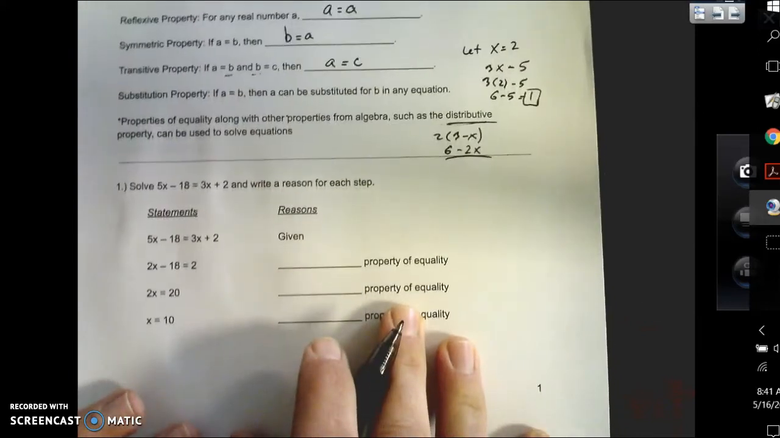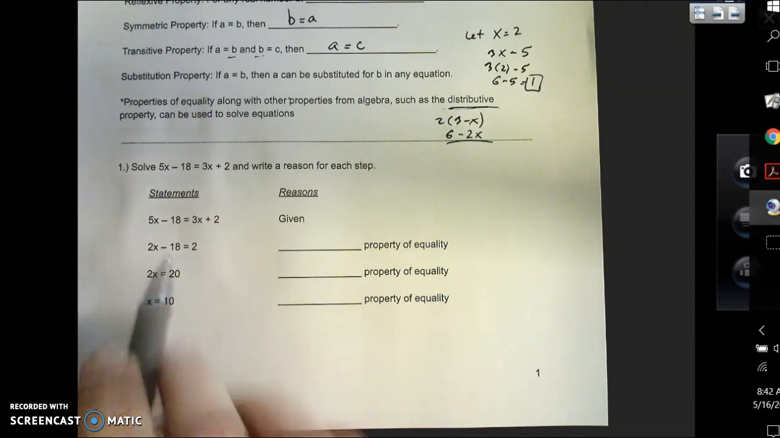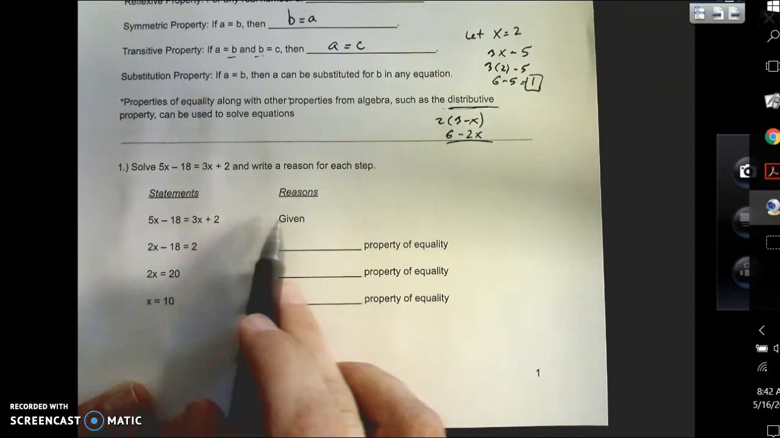So where are we going with this? Well, we're going to be doing our algebraic proofs. Solve 5x minus 18 equals 3x plus 2 and write a reason for each step. So given, statement given, first problem given.